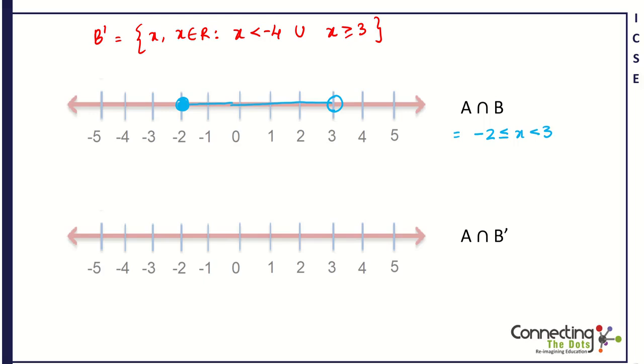A intersection B naught, if you compare the two sets A and B naught, is 3 less than or equal to x less than 5. And that will give us the set like that. So we have represented A intersection B and A intersection B naught on the number line.